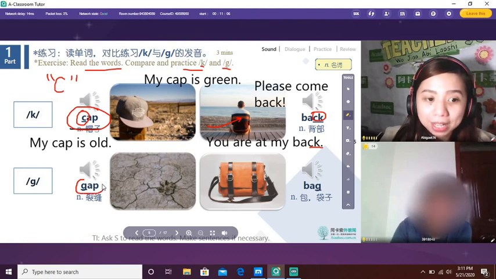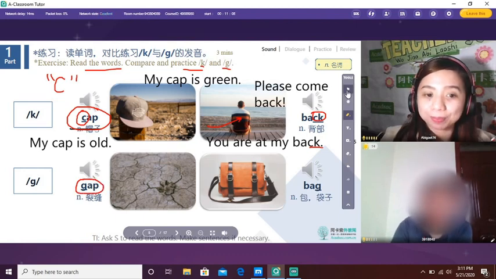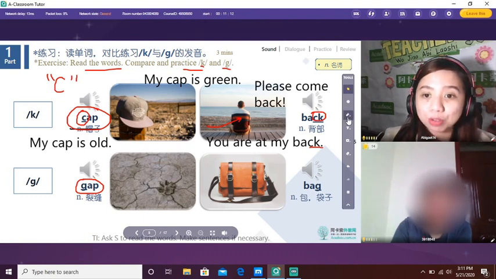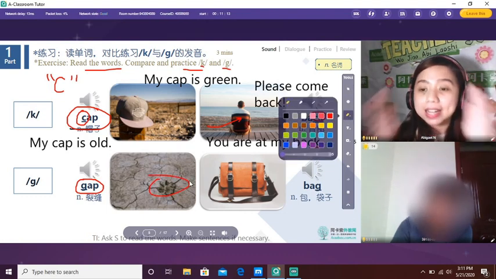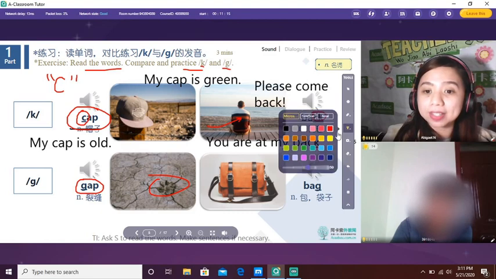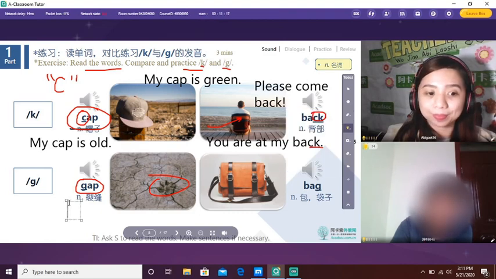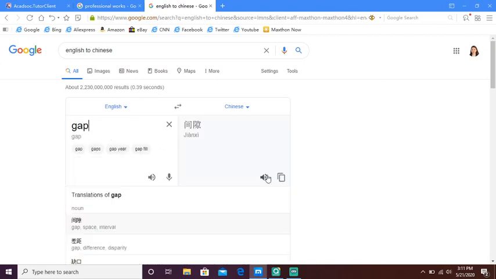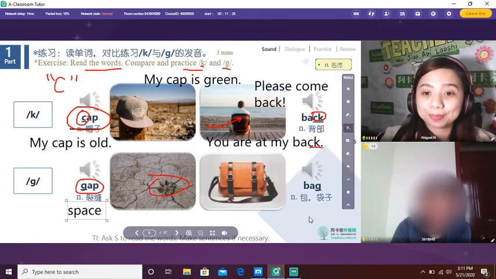Gap. G. Gap. Just like in this gap. Photo, gap. Okay. Gap, it's like space. When we say gap, it's 进气. Gap.